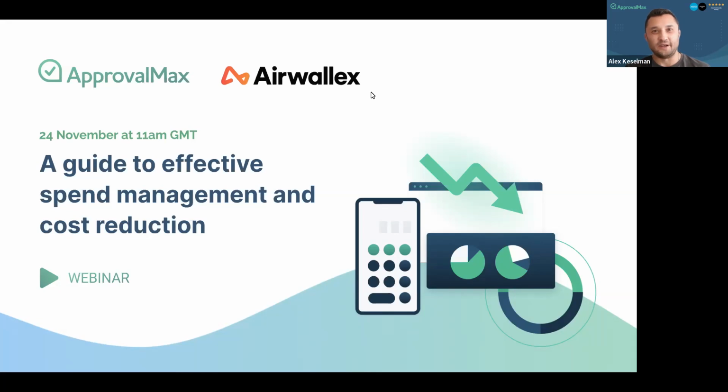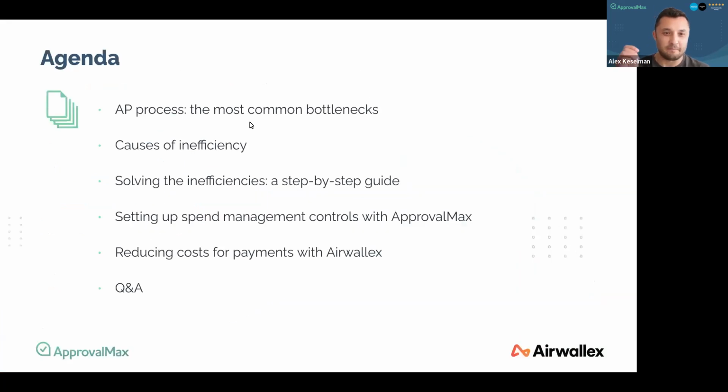All right, let's start with an agenda, what we're going to discuss today. We have several topics to discuss. At first, we need to understand what the challenges and bottlenecks are. So what are the most common bottlenecks in the accounts payable process? Then we'll talk a little bit about what causes these inefficiencies. And once we understand what the problem is, then we'll need to try to resolve those issues. And that's where we'll provide you with a step-by-step guide on how to resolve such inefficiencies.